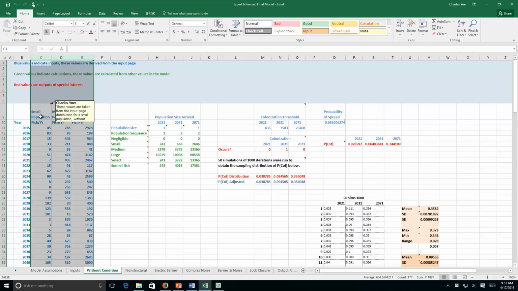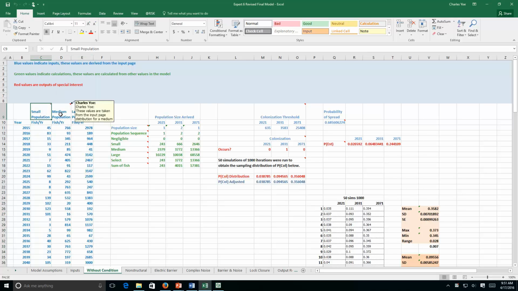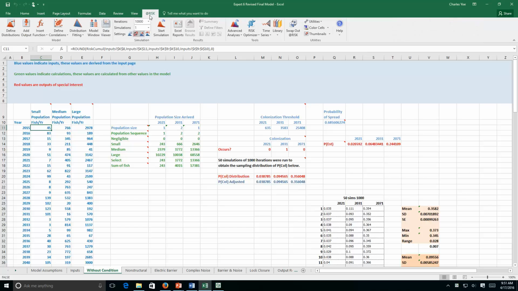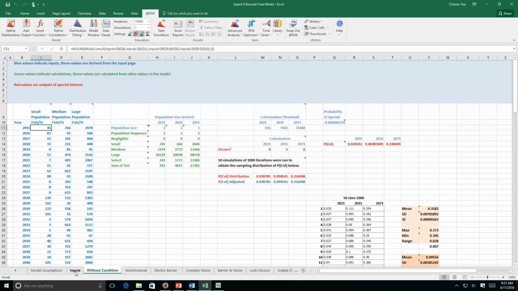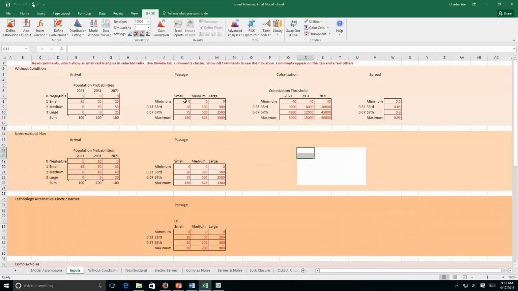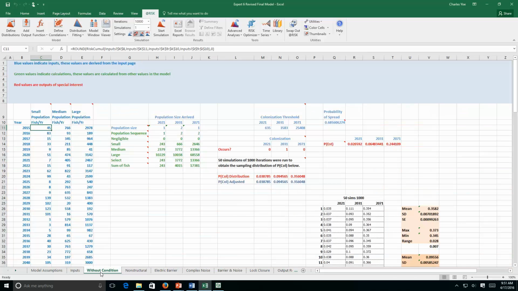But we do that for three different size populations: a small, medium, and a large population. The values in the individual cells are obtained from probability distributions. So here's the cumulative distribution that generates this value 45 that you're looking at. This distribution comes from the experts' inputs, in this case these numbers right here. There is a similar distribution for a medium population and a large.